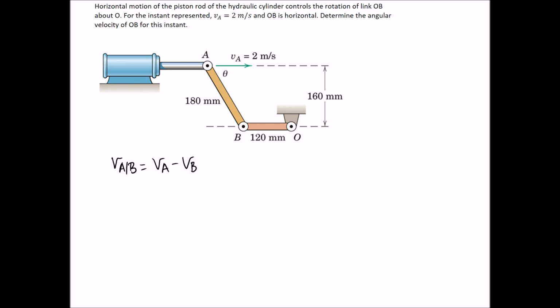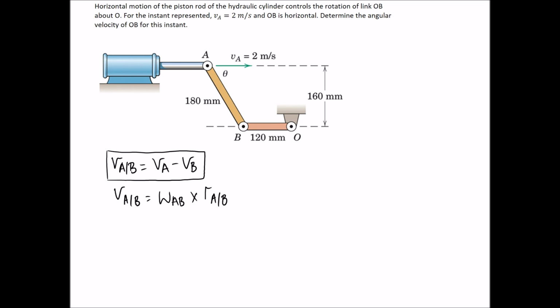So we can say that the velocity of point A relative to point B is going to be equal to VA, which we are given, minus VB, which we should be able to solve by looking at the rotation of this link. So I'm going to go through and find each of these individually, and then we'll fill in the equation. So let's start with the velocity of A relative to B. We know it's going to be equal to the angular velocity of that link that joins them, multiplied by the relative radius between these points.